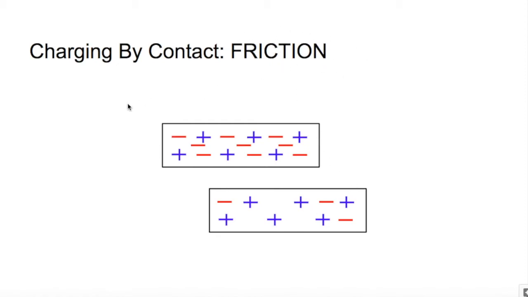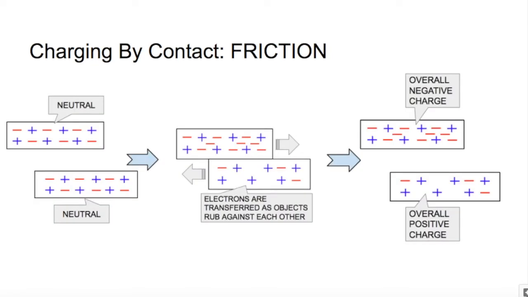And if we were to review this, you can see these are the steps that we took. Two neutral objects, and through friction and the ability of one object to give up its electrons to the other object, we then have this transfer of electrons, or these negative charges, from one object to the other, resulting in an overall negative charge on one object and an overall positive charge on the other one.